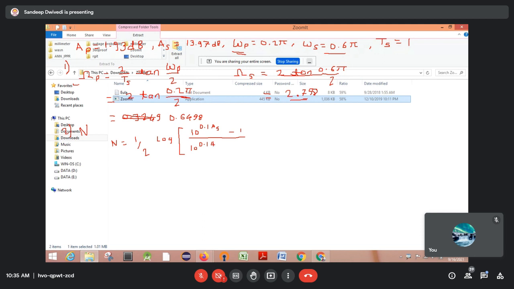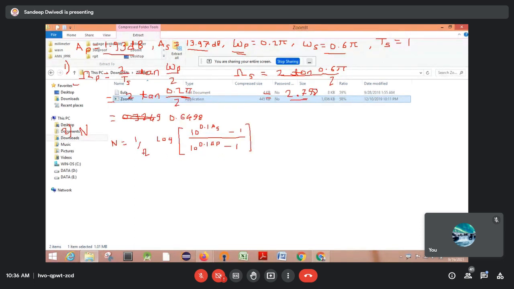Again, this calculation you need to do in your calculator. AP minus 1. You can put the values of AS and AP. Here AS is 13.97 and AP is 1.93. So just put these values.